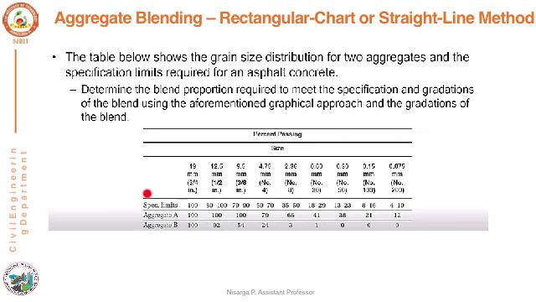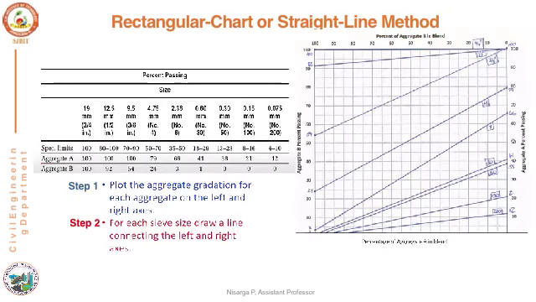Now here we have two aggregates, A and B, which have to be blended to obtain the required gradation. The table below shows the percentage passing of aggregates A and B through the various sieve sizes, which include 19, 12.5, 9.5, 4.75 mm, and so on. They have also given the specified limits. Specified limits are nothing but the target values or the specification range when we want to get the desired gradation.